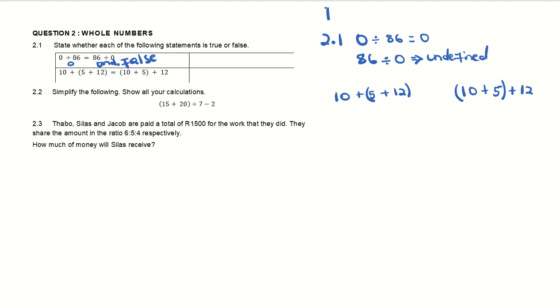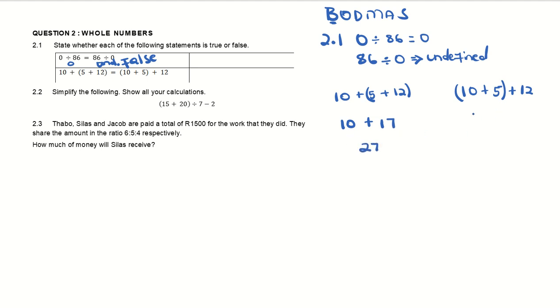Because the BODMAS rule is stated like this, BODMAS. So you'll see that brackets always come first. B is for brackets. Now, we say 10 plus, what is 5 plus 12? That is 17. And when we add those two numbers, 10 and 17, we get 27.